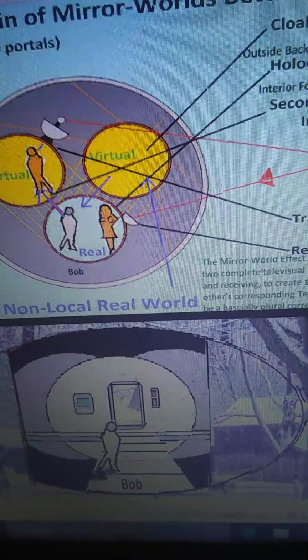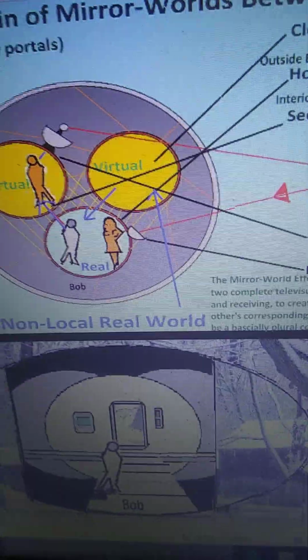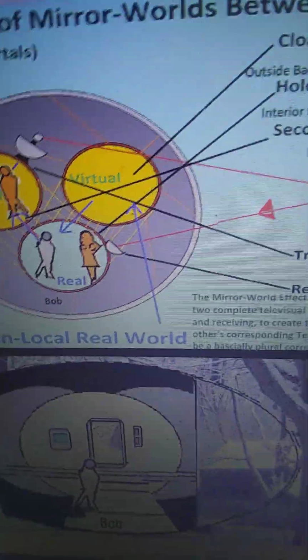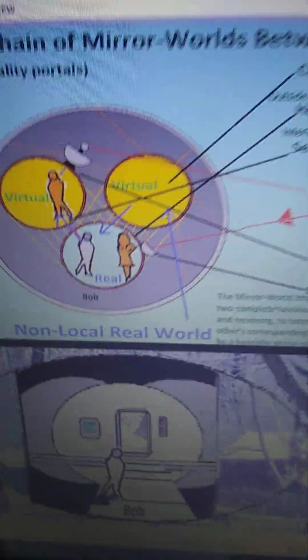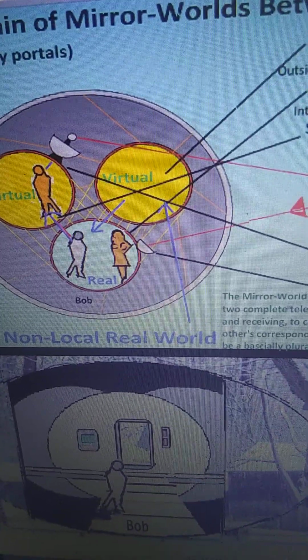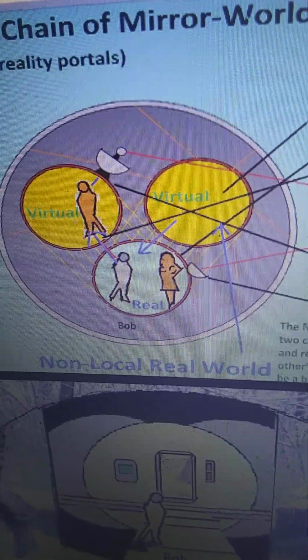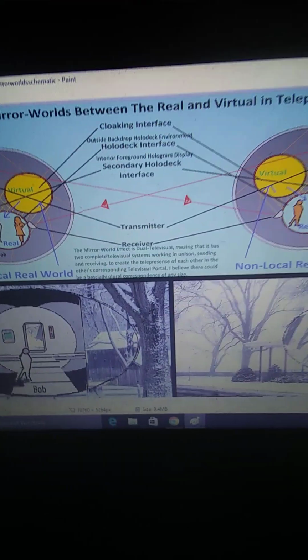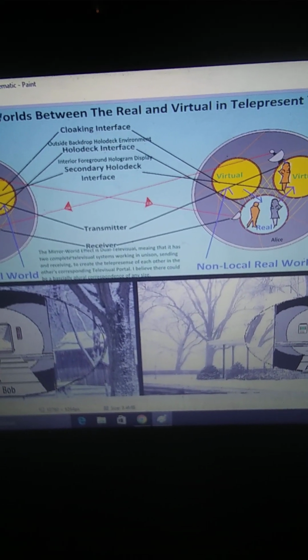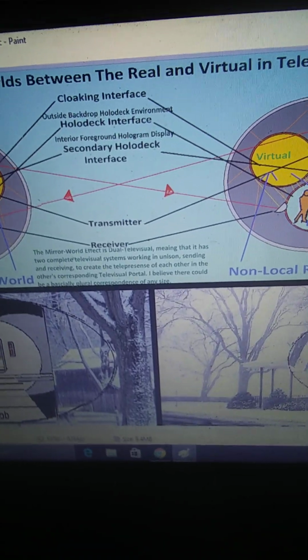So these take on a cycle, a recursive chain of mirror worlds, from the real world, each other's non-local real world, to the cloaking interface, then goes into the real holodeck where matter can exist, and then back into the secondary holodeck where only virtual information can exist for both of these. And those are the transmitters and receivers from the secondary holodeck back to each other's main holodeck.